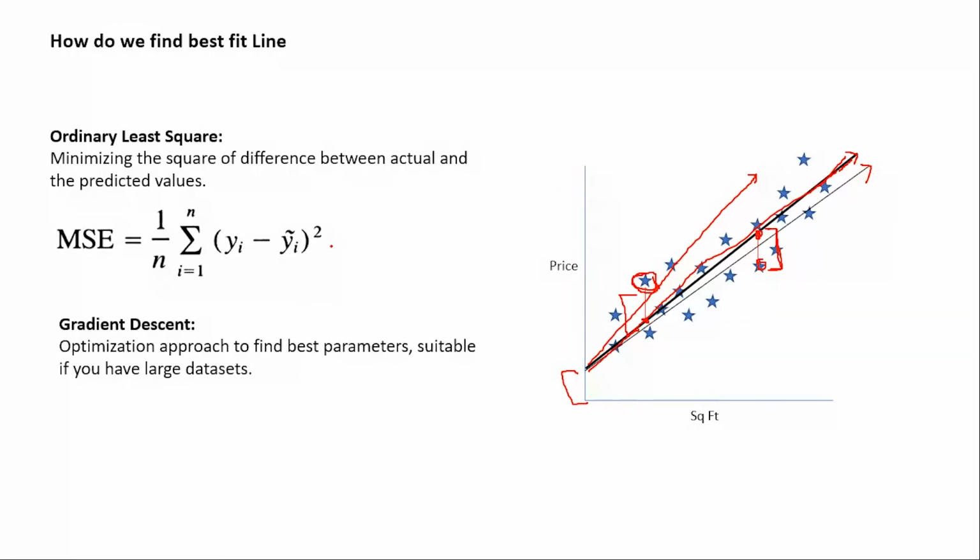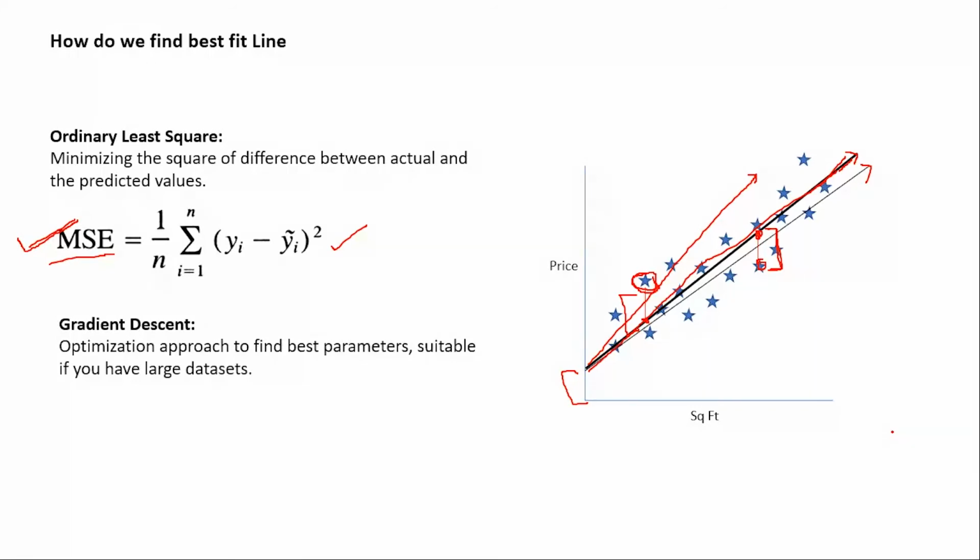So how do I find that error? Here, let's say I'm taking mean square error. I'll just take the difference between the predicted and the actual value. This yi is my actual value and this yi hat is my predicted value. So I'll just take the difference between these values, square it and take the mean of it. That is what you mean by mean square error, right? So I need to minimize this mean square error in order to find the best fit line.